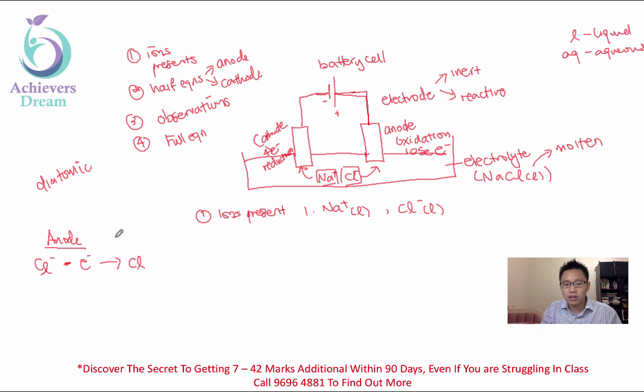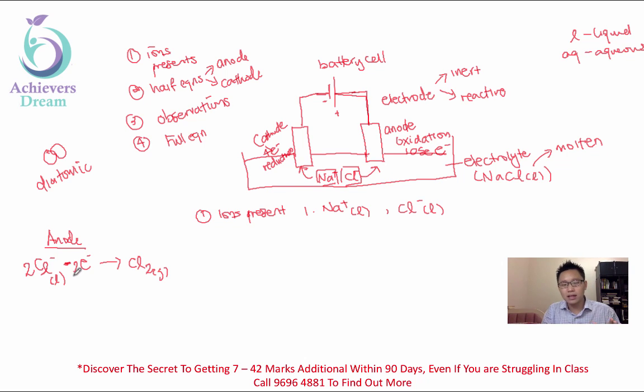Why is Cl a diatomic molecule? There are some videos that I'm going to create in future that will allow you to understand, but in general it's just in a pair. So Cl exists as a pair, so it's 2Cl minus gives Cl2 plus 2e minus. Please put in the state symbol as this is very important.